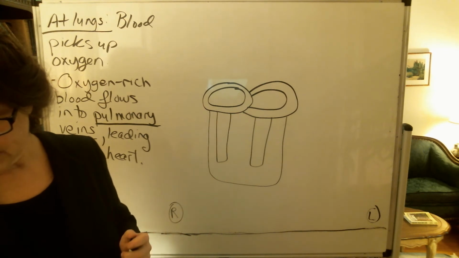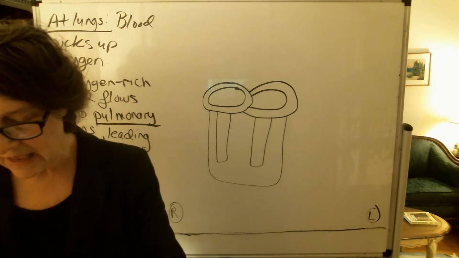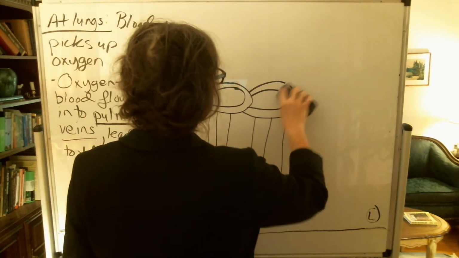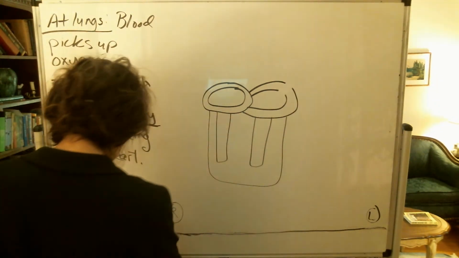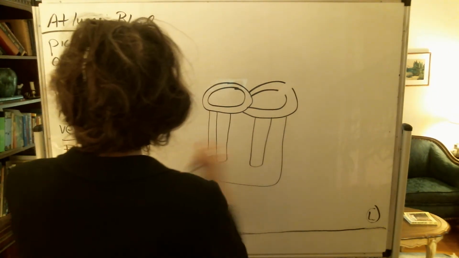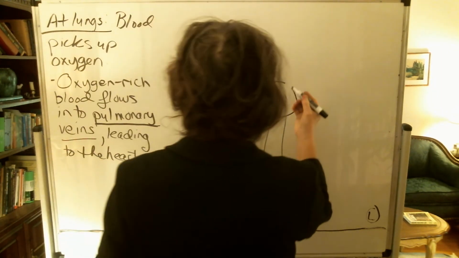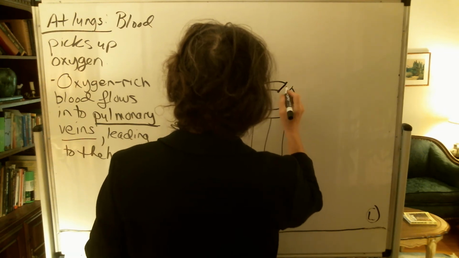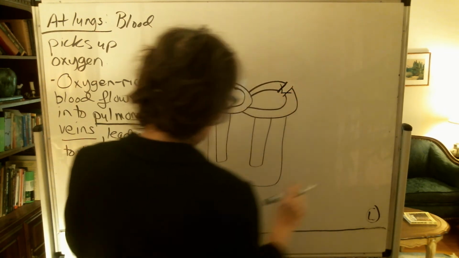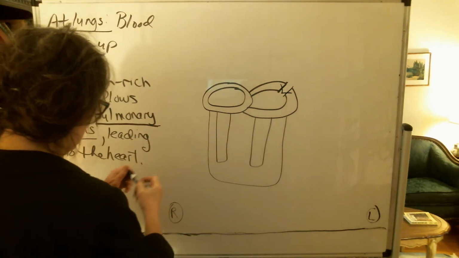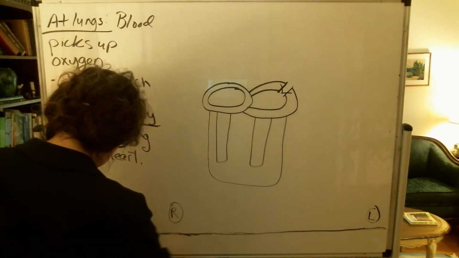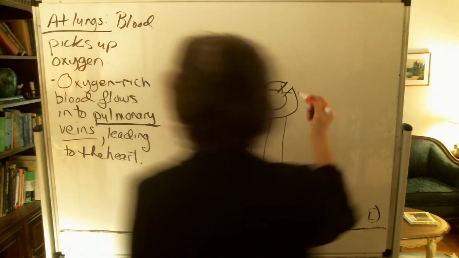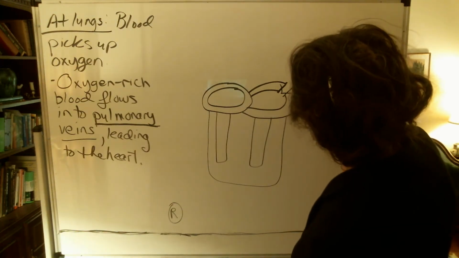Now what I'm going to do here actually is I'm not going to draw in the various pulmonary veins. I'm simply symbolizing this with one. There are actually numerous entries to the heart, to the left atrium, but what I am doing here is this as a diagram.